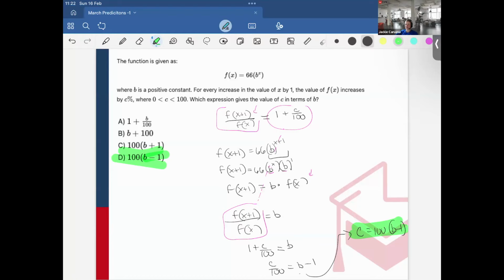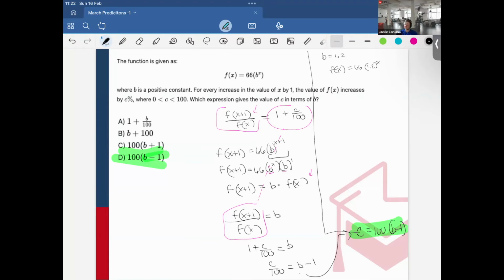If it didn't make sense, that was the algebraic approach. But if it didn't make sense, you could always create different values for this function just to show it would work. I would have to create b as a positive constant. So I could say b is equal to 1.2. So the function would be 66 times 1.2 to the x.